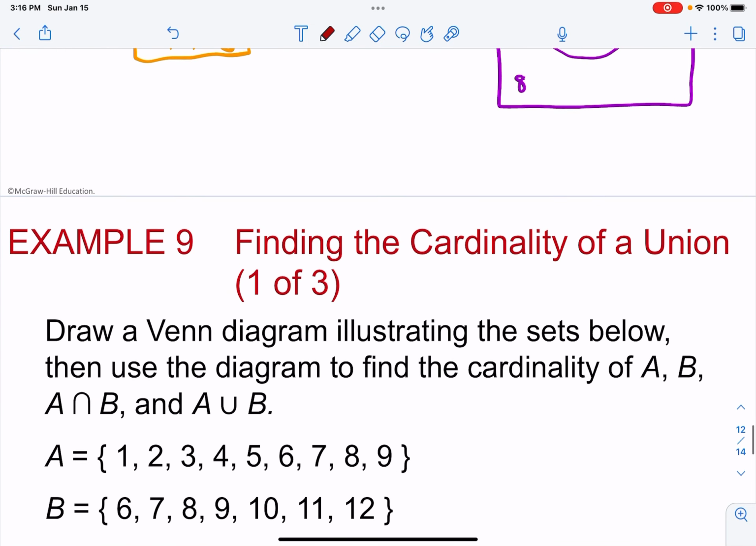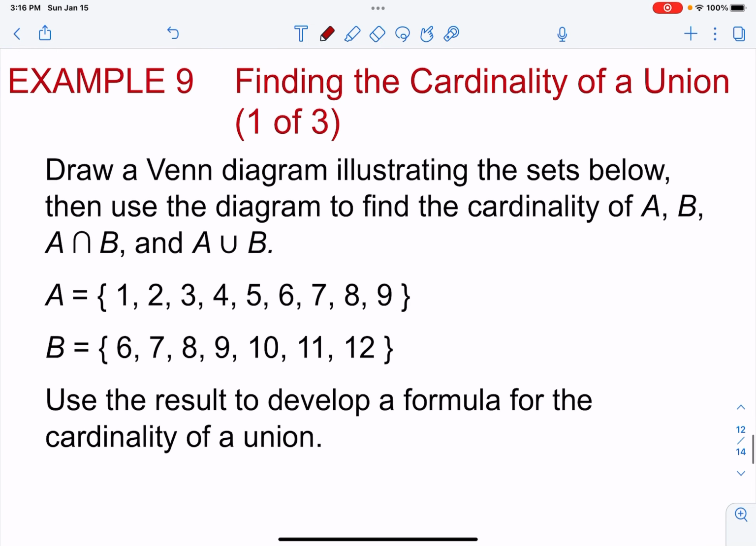Example 9: finding the cardinality of a union. Remember, the cardinality is how many are in it. Draw a Venn diagram illustrating the sets below, then use the diagram to find the cardinality of A, B, A intersection B, and A union B. I'm going to put them all in a Venn diagram first, so I'm going to draw the Venn diagram right here.